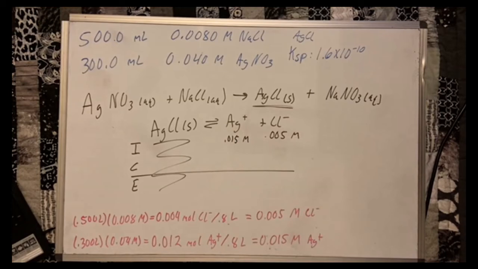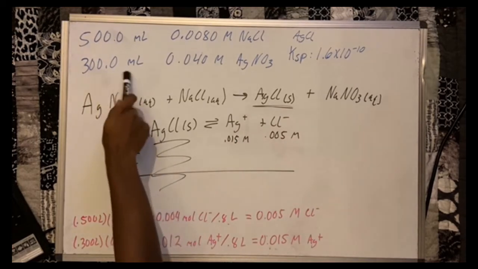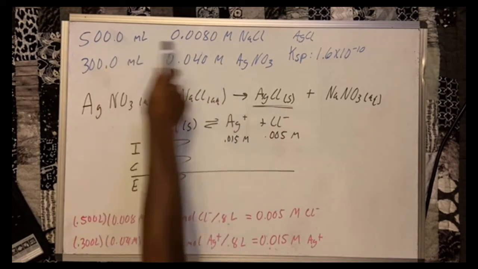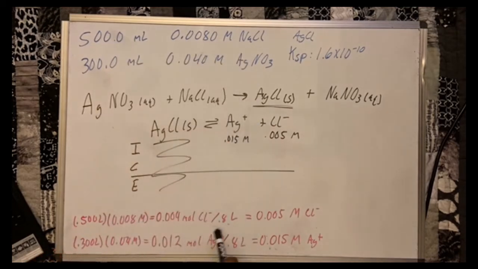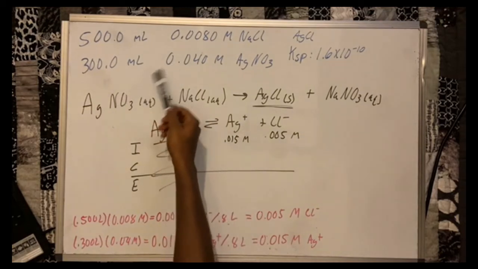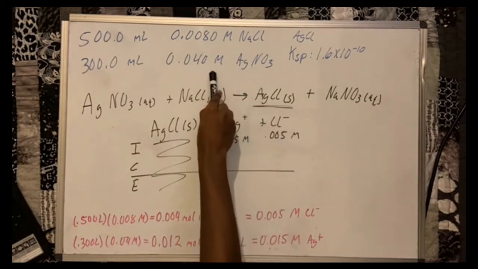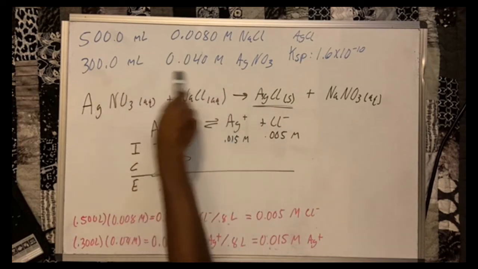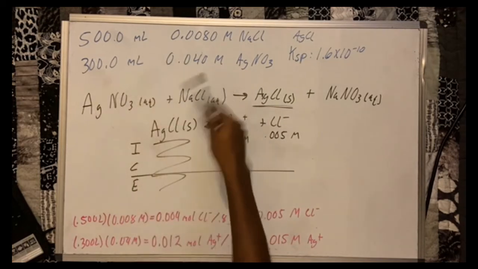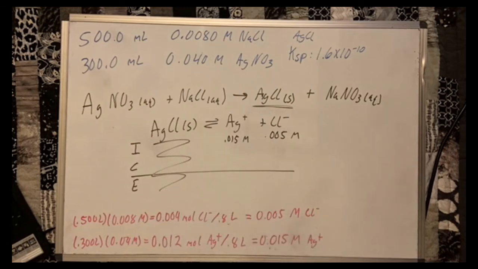Why can't we use the 0.008 and then 0.004? Because you're diluting them, right? You're mixing them together. You're taking that much of this and that much of that and mixing them, so you're diluting the concentration. If I had not mentioned that I was mixing, if these solutions were already sitting in there and these were the concentrations of the final solution, then you could just use those. But since I'm taking two separate solutions and mixing them together, I'm diluting them. So I have to do this.